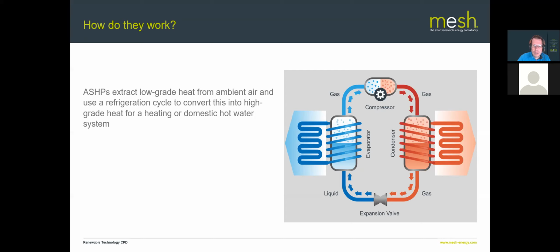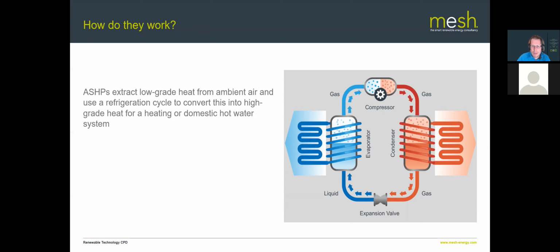And the refrigeration cycle has 4 major components. Starting from the compressor at the top here, that takes a low temperature gas at low pressure and pressurizes it, turning it into a high temperature, high pressure gas. That then goes through a condenser where it's turned into a high pressure liquid, and a lot of heat is rejected, which is what you're using to heat your home.